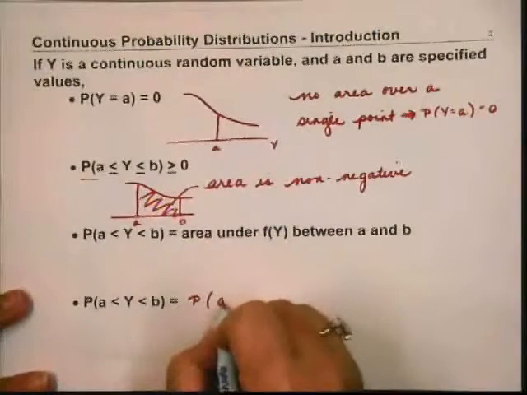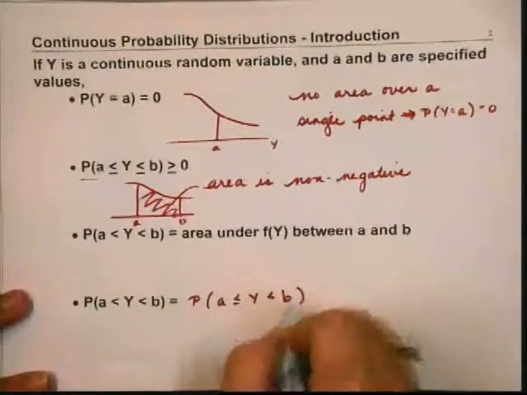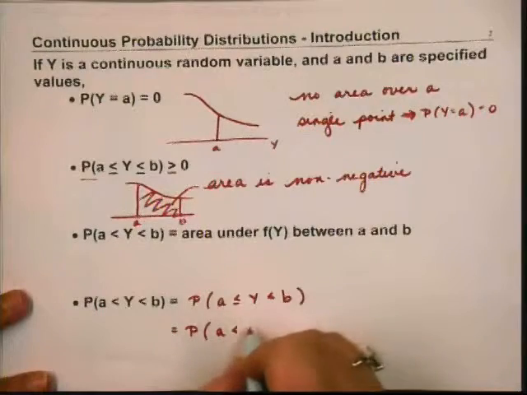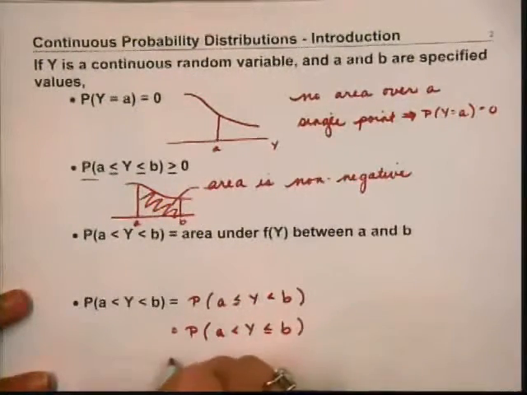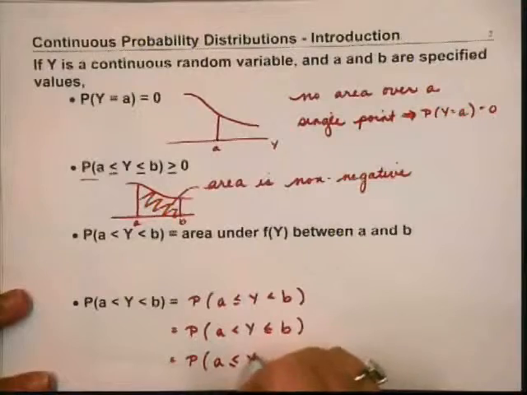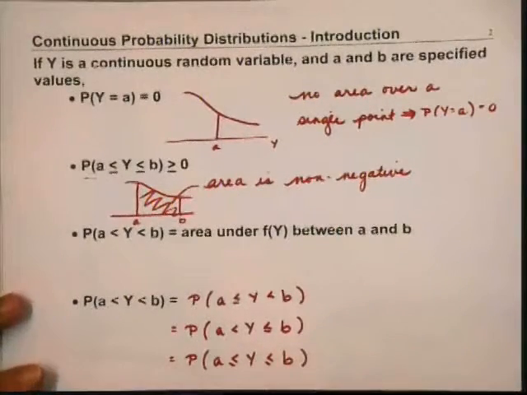That probability would be the same as the interval that included, let's say, a strictly less than y but y less than or equal to b, or you could have both expressions be less than or equal to: a less than or equal to y, y less than or equal to b. Picking up a single point, or in this case 2 points, doesn't change the area because the area over a point is 0.